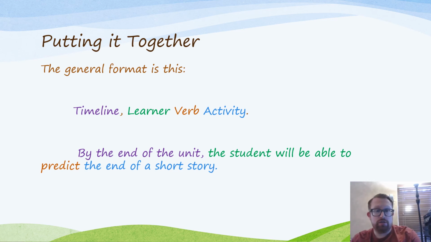So the timeline is at the end of the unit, the learner, the student will be able to, the verb, predict, and then the activity, the end of a short story. The activity, I mean, it doesn't make real sense right here, but the end of a short story, the activity is they're going to be reading short stories and predicting what's going to happen at the end of it. There's a little bit of flexibility with the word activity here, so just keep that in mind. It doesn't necessarily have to be an activity per se.